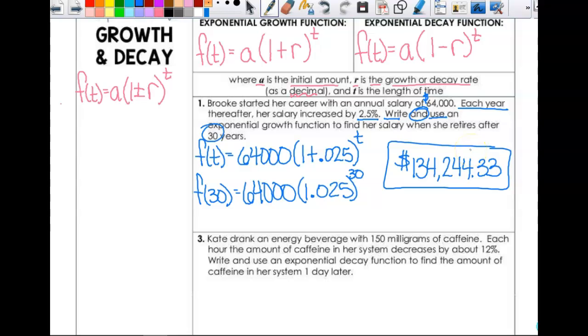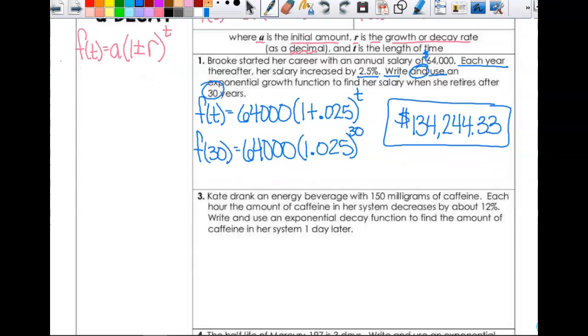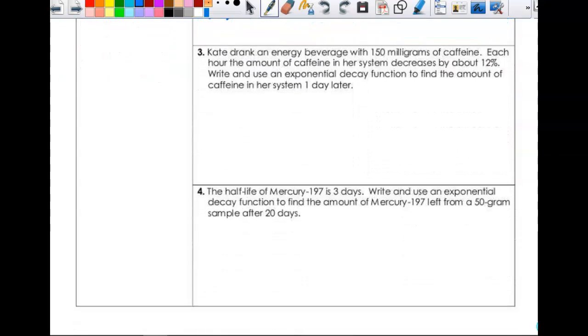We good with that? Questions? All right. Let's look at the next one. So it says, Kate drank an energy beverage with 150 milligrams of caffeine. Each hour, the amount of caffeine in her system decreases by about 12%. Again, write and use, and it kind of gives it away. It says an exponential decay function. It should just say a function. Exponential decay function to find the amount of caffeine in her system 1 day later.